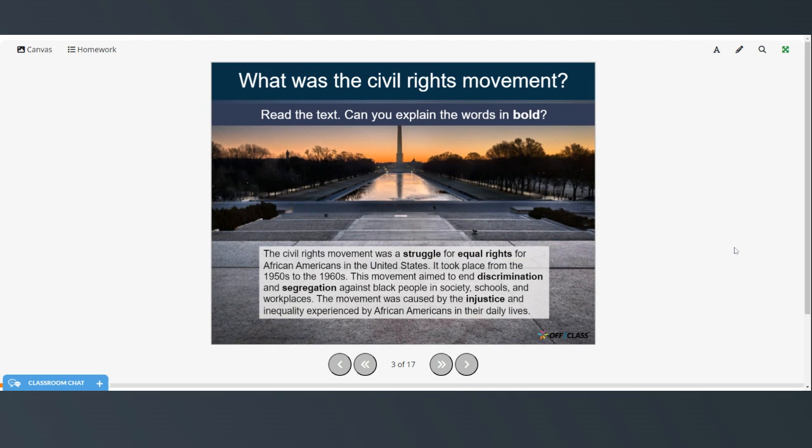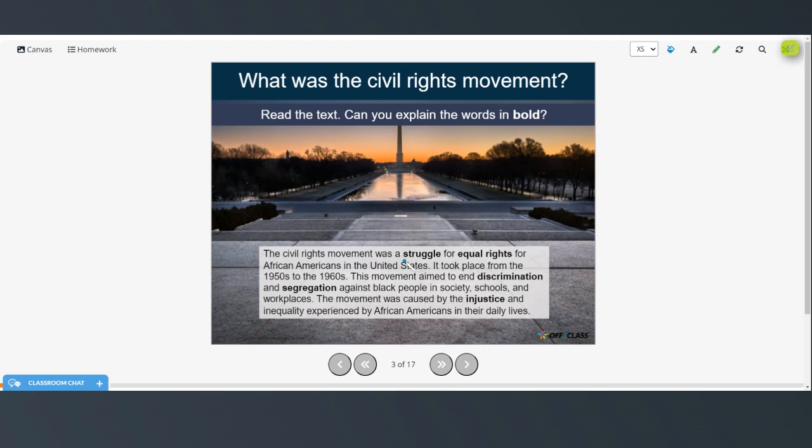So we're going to read the text and then we'll look at the words in bold. So the civil rights movement was a struggle for equal rights for African Americans in the United States. It took place from the 1950s to the 1960s. This movement aimed to end discrimination and segregation against black people in society, schools, and workplaces. The movement was caused by the injustice and inequality experienced by African Americans in their daily lives.